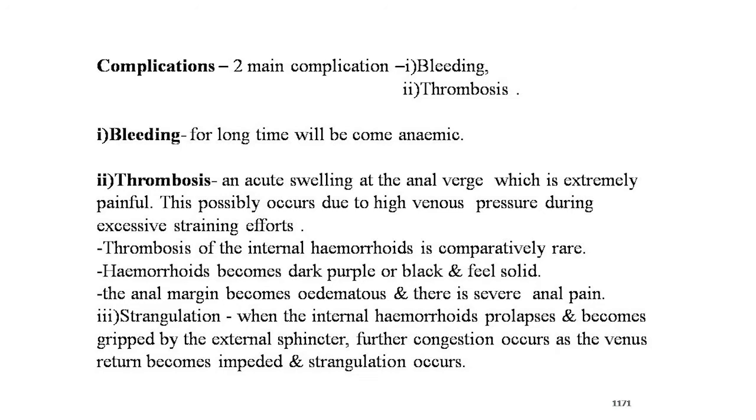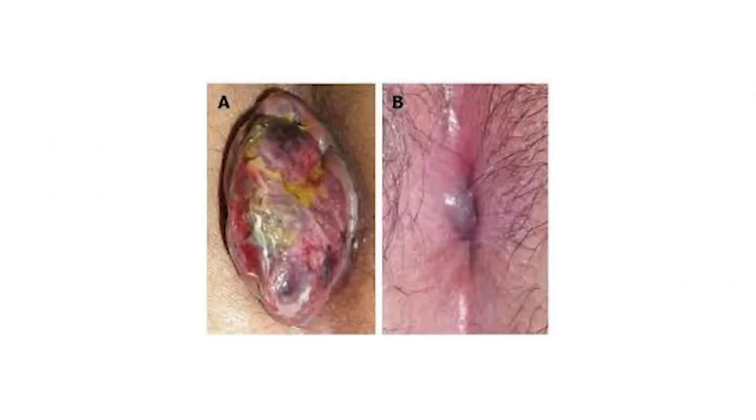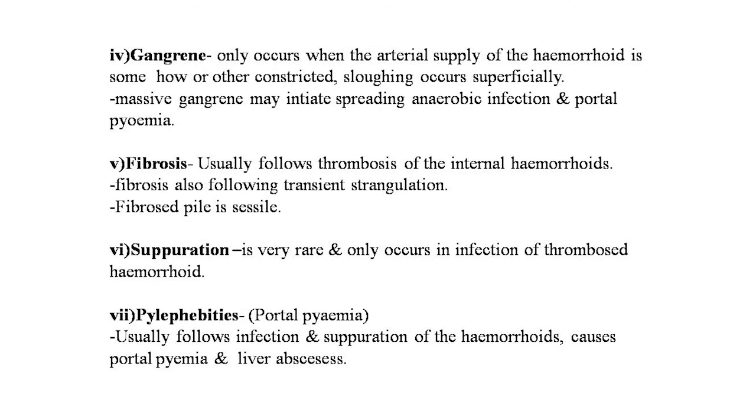Strangulation: when the internal hemorrhoids prolapse and become gripped by the external sphincters, further congestion occurs as the venous return becomes impeded and strangulation occurs. Here is a good picture of the thrombosis of the hemorrhoids, thrombosed piles. And the fourth complication is gangrene. It only occurs when the arterial supply of the hemorrhoids is somehow constricted. Sloughing occurs superficially. Massive gangrene may be initiated, spreading anaerobic infection and portal pyemia.